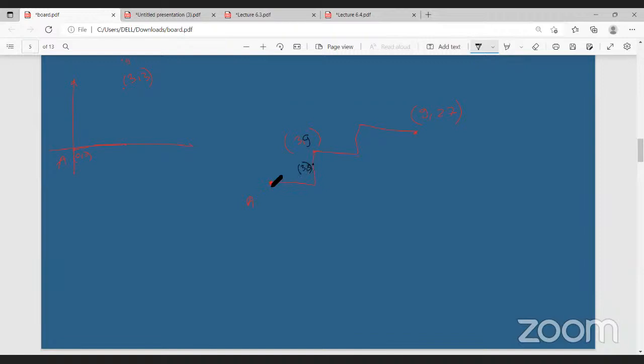So what do we have to find out? The distance between A and B. From this point to this point, the shortest distance, right? It will be a straight line only here, right?